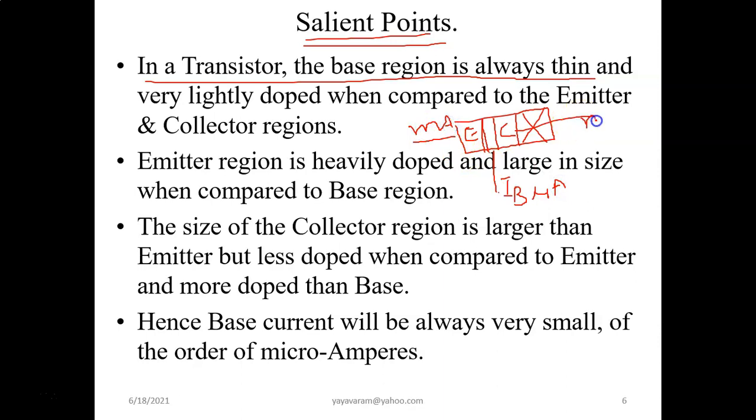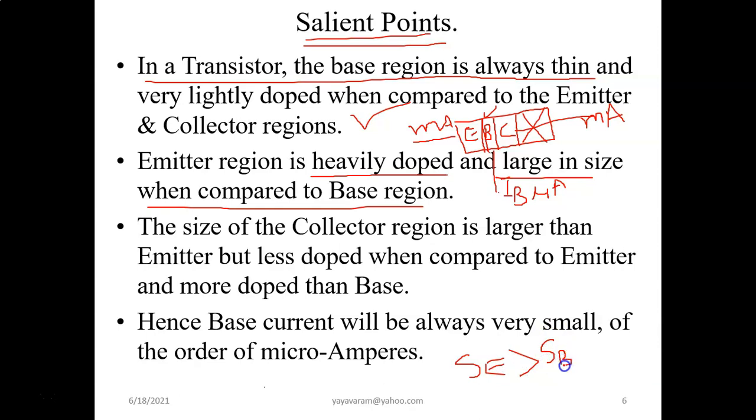Collector current will also be in milliamperes. Remember this base region when compared to emitter and collector. Another most important thing, emitter region is heavily doped. It should emit a large number of charge carriers and be large in size when compared to the base region. Remember, the size of the emitter should be greater than the size of the base.